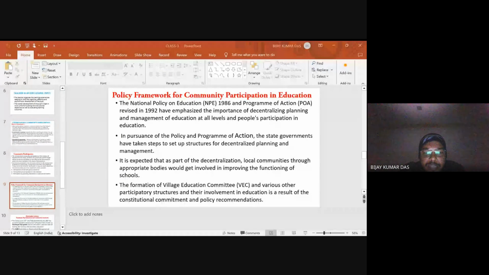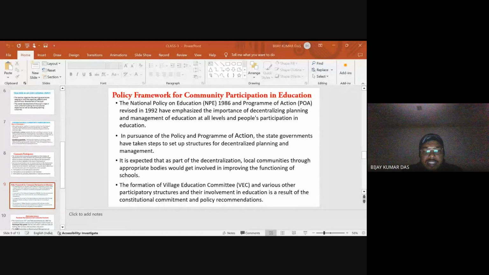In pursuance of the policy and program of action, the state governments have taken steps to set up structures for decentralizing planning and management. You know that those who are working in school know very well, earlier we didn't have SMC, SMDC. And now there is a School Management Committee and School Management Development Committee, at elementary level and high school level respectively. And the role of that committee is much higher now: checking the status of school progress, the attendance record, the development of the school, and the progress of students' academic results.